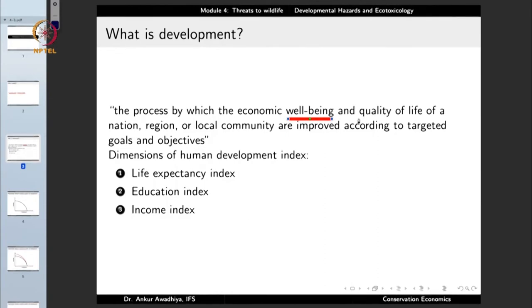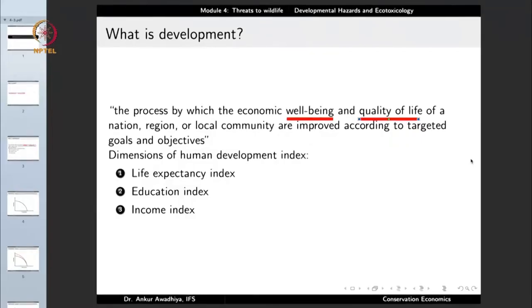So similar to our child example, when the child is increasing in size or increasing in height, we see that the child is growing. But then when the child learns something new, when the child has started to learn the alphabets, when the child has started to walk or has started to talk, then we see that the child is developing. So there is a difference between growth and development. Growth is an increase in size, whereas development is an increase in well-being or an increase in the capabilities.